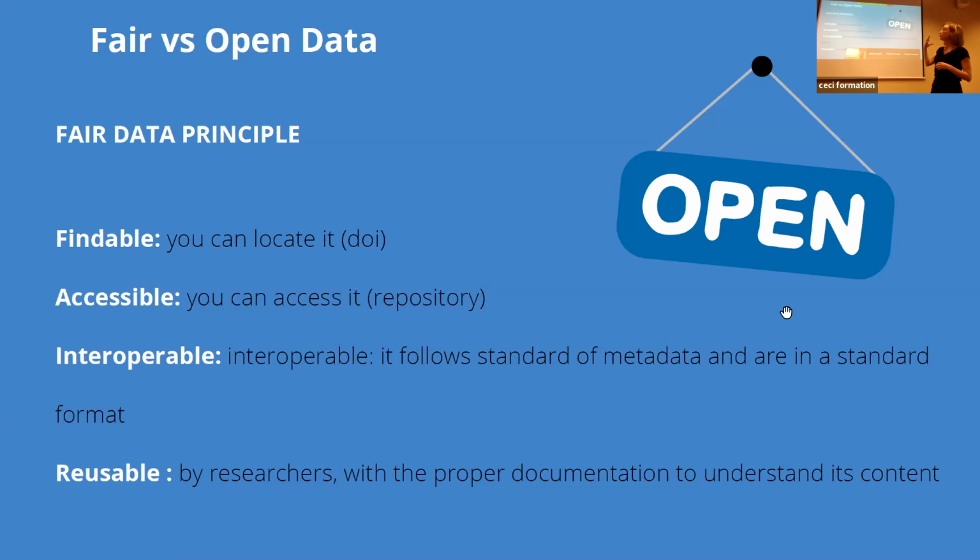And so the international organizations, including the European Commission, but also the OECD, have started to use the FAIR data principle, which means that data should be findable, accessible, interoperable, and reusable. Which means that everyone should be able to find your data using a digital object identifier, for example, which is a permanent link to your data. It also has to be accessible, so your data should be deposited in a data repository on which everyone can go and download your data.